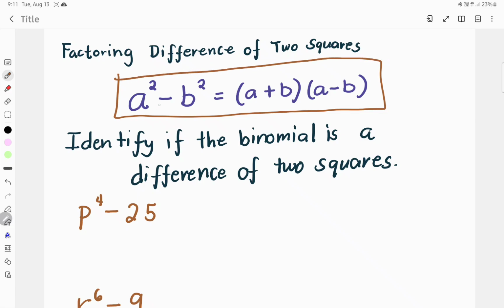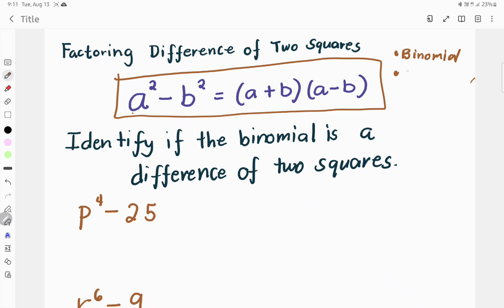Now, as you can see, for a difference of two squares, there are three elements that you need to look at. The first element is that it should be a binomial. Now, as you can see, this is a binomial. It consists of two terms.